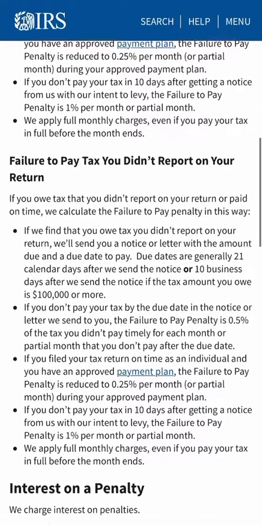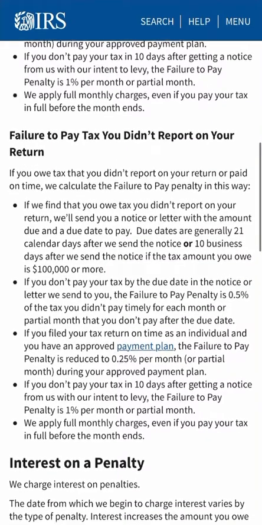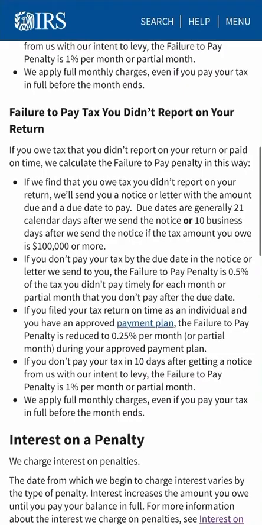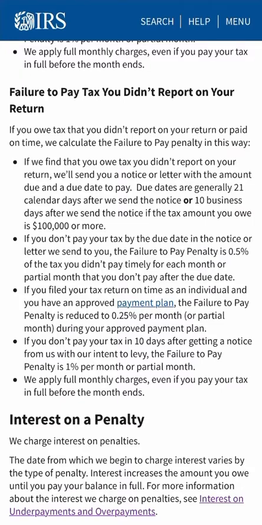If you filed your tax return on time but you have an approved payment plan, the failure to pay penalty is still applied, but it's reduced. Instead of 0.5%, it's 0.25% per month during any approved payment plan that you have. Another thing you want to look out for is failure to pay penalties as a result of income that you did not report or taxes that you did not report.